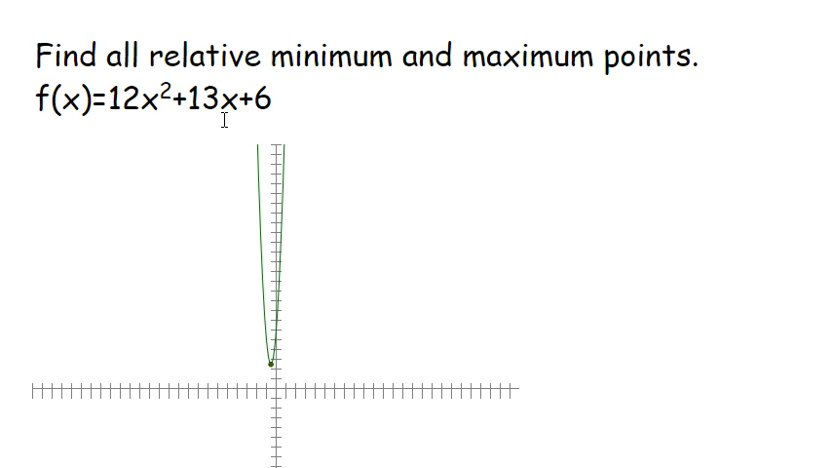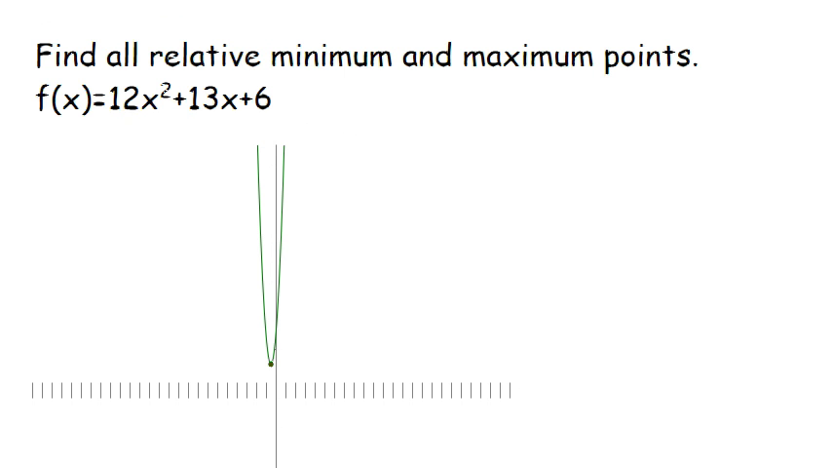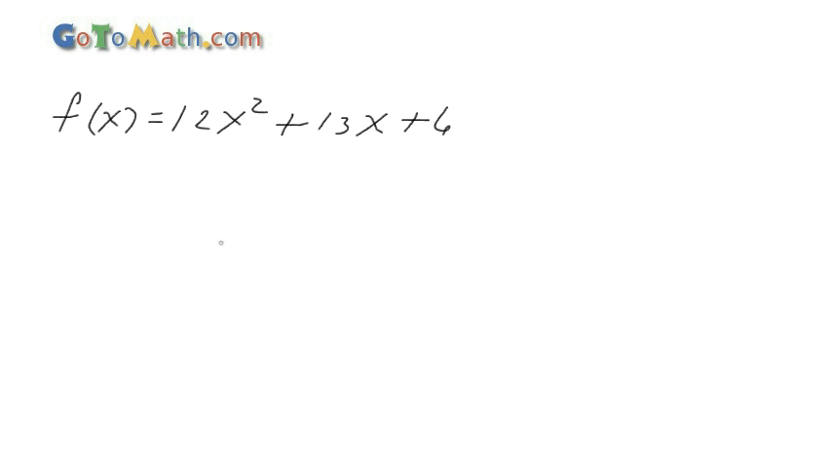So let's write this down. Alright, I believe that was it. 12x squared plus 13x plus 6, and I think the name of the function was f of x. It usually is. Okay, so we just follow the same procedures.